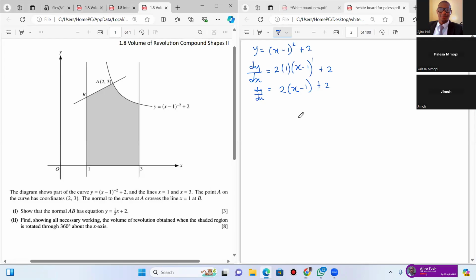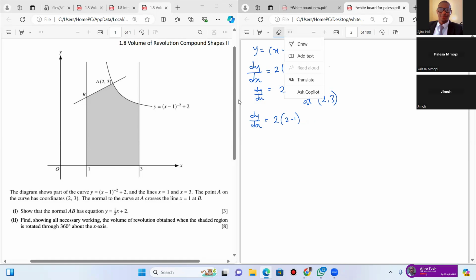Now, this dy/dx, I want to know the gradient at these points. At the point (2, 3), x is what? x is 2, right? So in my dy/dx we substitute the value of x. The 2 is gone, it's no longer there. Do you know why? It's a constant.